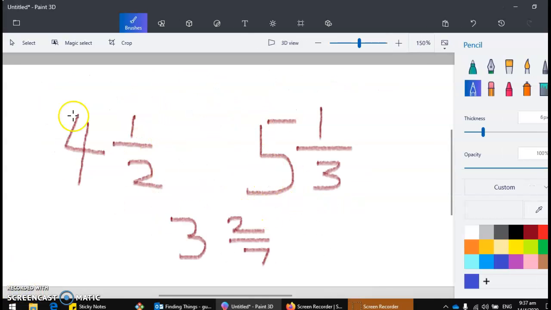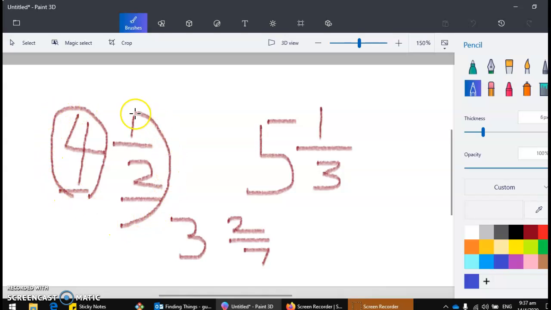Okay, first of all, what are mixed numbers? These are some examples of mixed numbers. Let's look at 4 and 1/2. 4 is a whole number and 1/2 is a fraction, called a mixed number. Sometimes I like to call this rojak because it is mixed together, whole number and fraction.